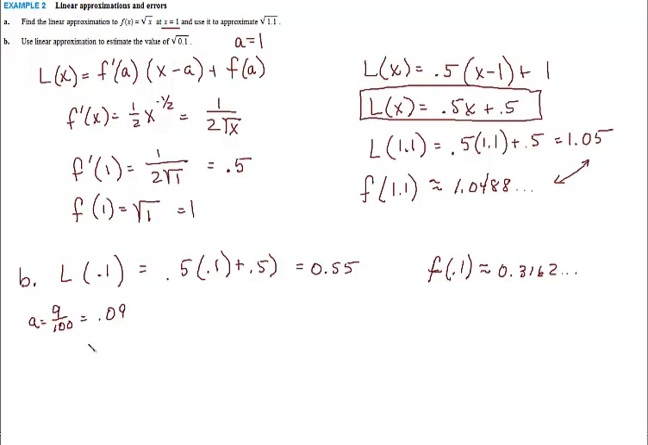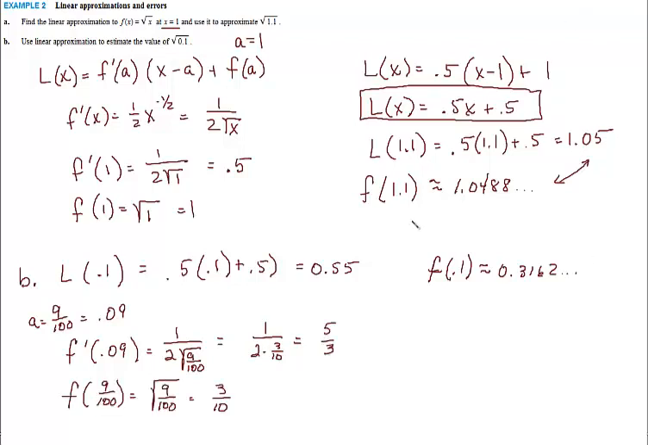a is 0.09. So f prime of 0.09 is going to be equal to 1 over 2 times the square root of 9 over 100. And that simplifies pretty good. I get 1 over 2 times 3 over 10. And this number is going to be, let me get this on my calculator. Alright, I just went ahead and got those values there. And now I'm going to plug into my linear approximation formula.